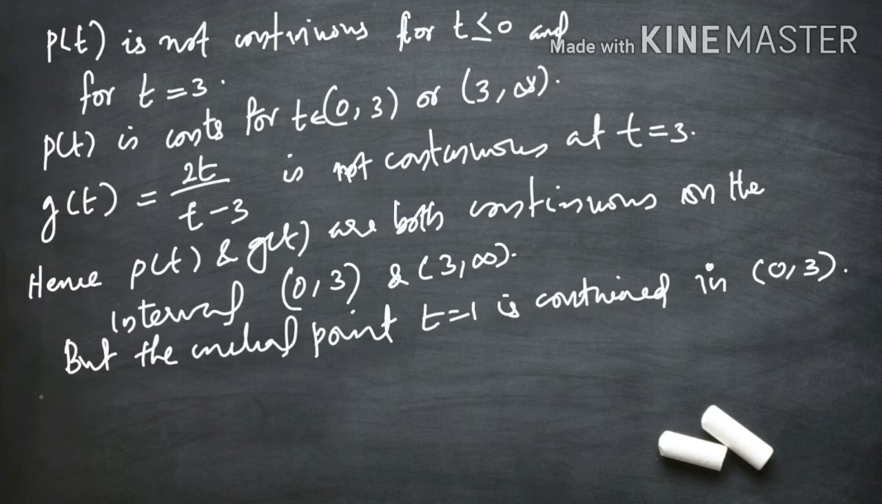So by the existence and uniqueness theorem. What does the existence and uniqueness theorem say about the existence of the solution? The existence and uniqueness theorem for linear IVP says that this IVP has a unique solution in an interval containing the initial point where p of t and g of t are both continuous.